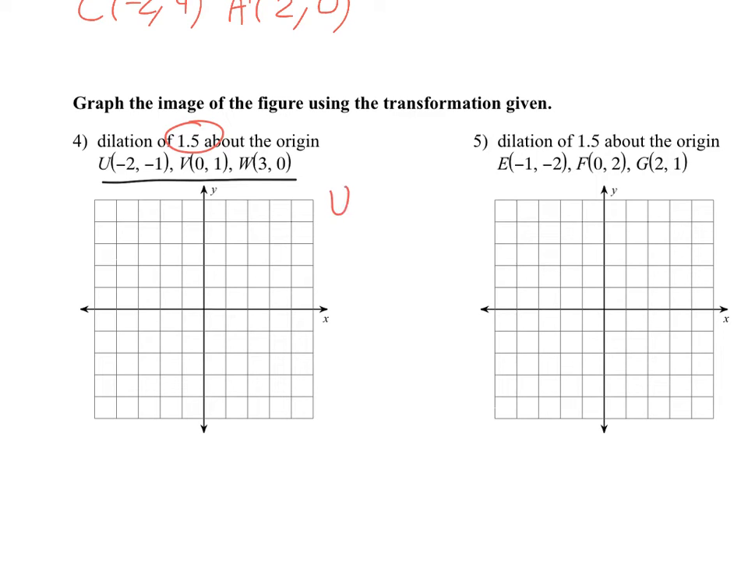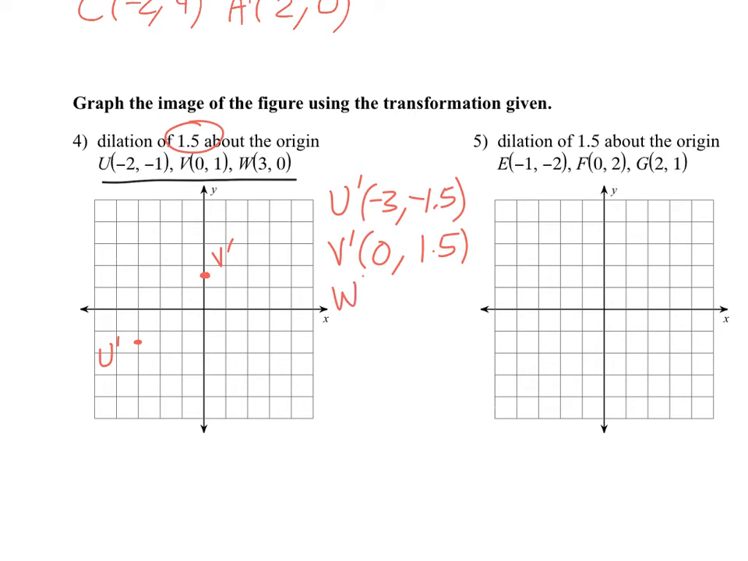So where would U apostrophe be? -2 times 1.5 would be -3. -1 times 1.5 would be -1.5. So I just put that on here. So -3, -1.5 would be there. V apostrophe, 0 times 1.5, and then 1 times 1.5. So that would be right here.